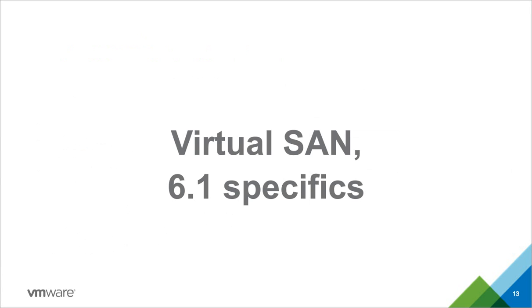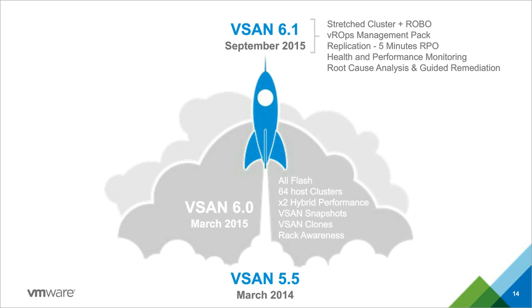So getting into 6.1, we've got some great new technologies. We've got stretch clustering support. We've extended the vRealize Operations Management Pack to get you some really granular data out of vSAN. If you're replicating with vSphere replication, which is normally a 15-minute recovery point objective, we now can get down to 5 minutes with vSAN. And we've extended a new health and performance monitoring, which gives you proactive monitoring for root cause analysis. If you look back at previous releases in 6.0, we released all flash.